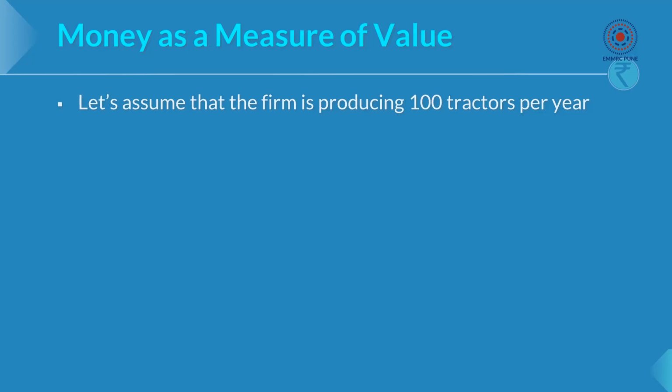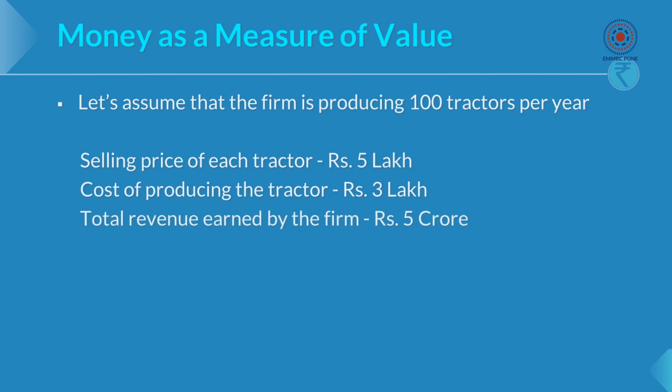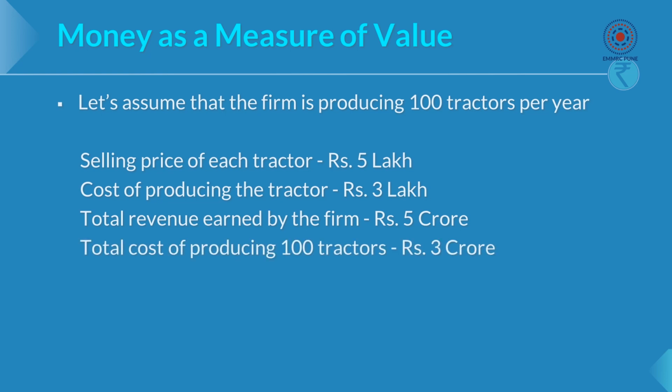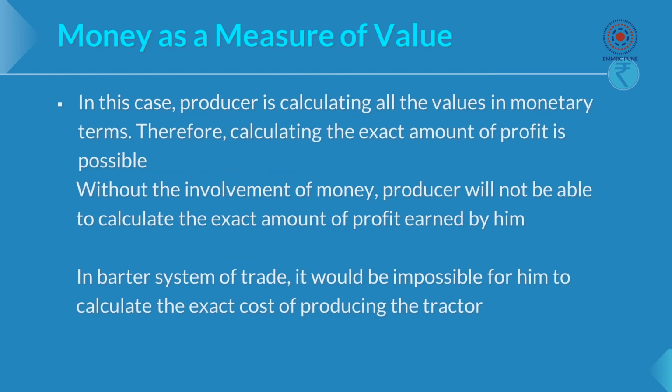Let us assume that the firm is producing 100 tractors per year. The selling price of each tractor is rupees 5 lakh and the cost of producing the same tractor is rupees 3 lakh. In this case, the total revenue earned by the firm will be rupees 5 crore and the total cost of producing 100 tractors will be rupees 3 crore. Therefore, the total profit earned by the firm will be rupees 2 crore. In this case, the producer is calculating all the values in monetary terms. Therefore, calculating the exact amount of profit is possible.